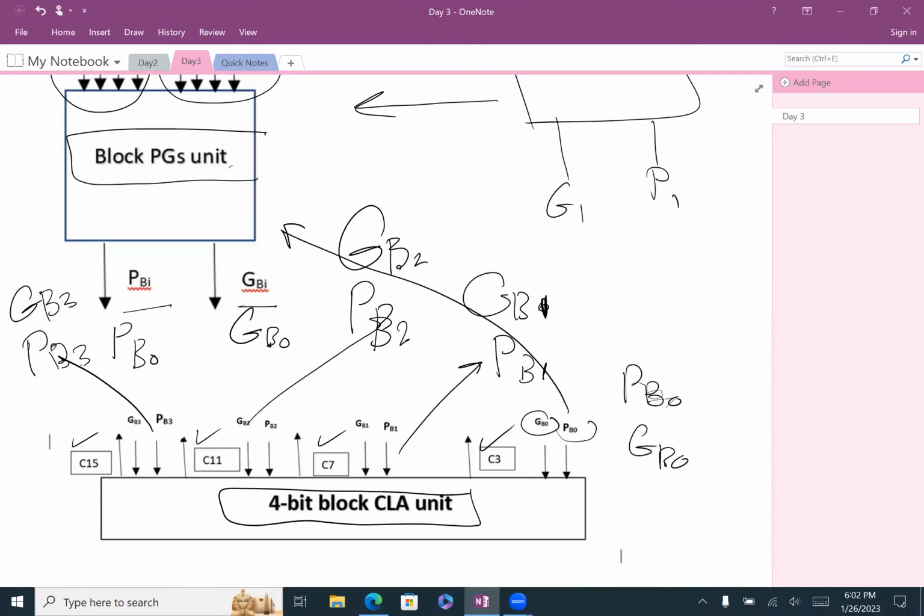And again, from where we got these, how did you get them? Because we built a circuit, correct? This one, the block PG unit, will generate the PB0 and GB0 for the first block. The same circuit we'll use to generate the PB1 and GB1, correct? So we'll create that. We'll show you when you have the full circuit. All right?